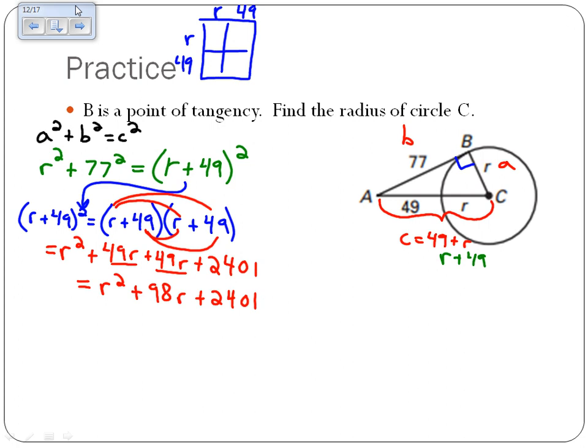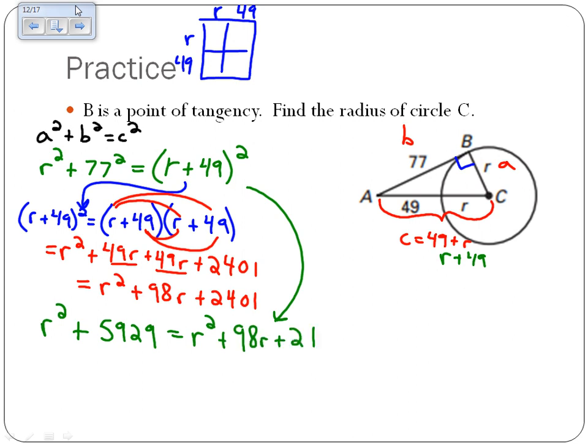Now let's go back to the green. That was only the second half, right? So let's pick up the first half again of our equation, the left side. We had R squared plus 77 squared. Well, 77 squared is 5929. I know this is long, we're almost done. Equals, well, now we just worked it all out, right? Does that make sense? We already took this side, we worked it all out, so we're going to put it down there. It's going to be R squared plus 98R plus 2401.